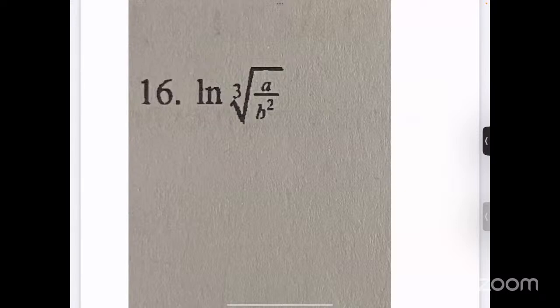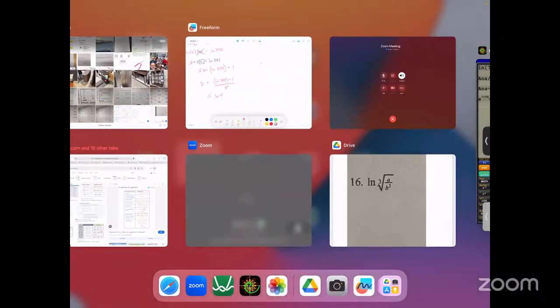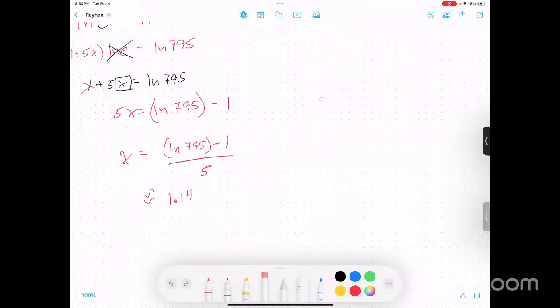All right, ln of the cube root of a over b squared. I'll just write it down. ln of the cube root of a over b squared. Is that right? Yeah.